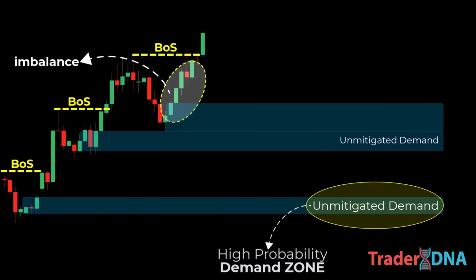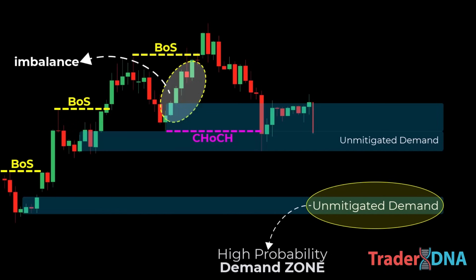Price comes back down and tests the demand zone again, but this time it fails to create a new higher high. That's a red flag. It means buyers are losing momentum, and once price breaks below the most recent low, that's your signal. The bulls are no longer in control. We might be entering a bearish reversal.